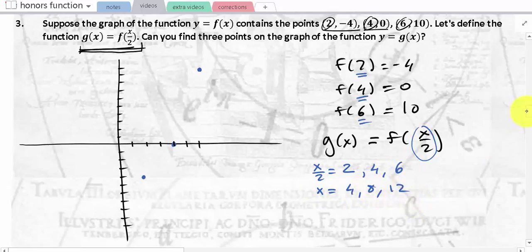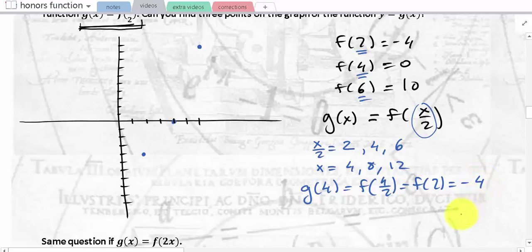Check it out. Look, what is, for example, g of 4? Well, g of 4 is f of 4 divided by 2, which is f of 2, which is negative 4. So g of 4 is negative 4. So this point goes right here. Let's check out the next one.